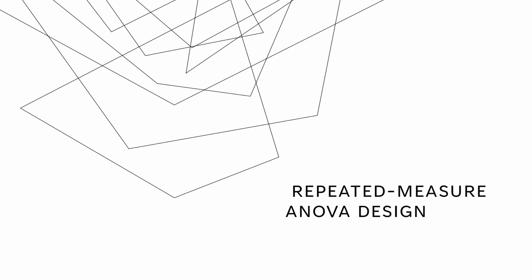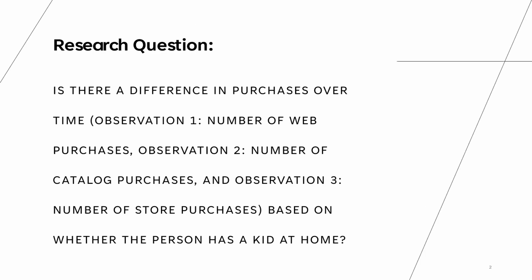This presentation will address repeated measures ANOVA. Take a look at the research question. Is there a difference in purchases over time for the number of web purchases, number of catalog purchases, and number of store purchases based on whether the person has a kid at home?